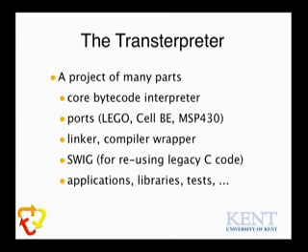So the Transterpreter is a project of many parts. There's a core bytecode interpreter, but as you know, these kind of things, languages, live in an ecosystem. So there are the various ports that we maintain, which involve a wrapper around the core. We run on the Lego, the Cell Broadband Engine, or the Cell processor. It's the core of the PS3, as well as other places. The MSP430, which is just a very low-power embedded chip produced by Texas Instruments. A linker, a wrapper around the compiler tool chain. A SWIG tool chain that allows us to bind to foreign libraries written in C. And a whole host of applications, native libraries, tests, and so on.